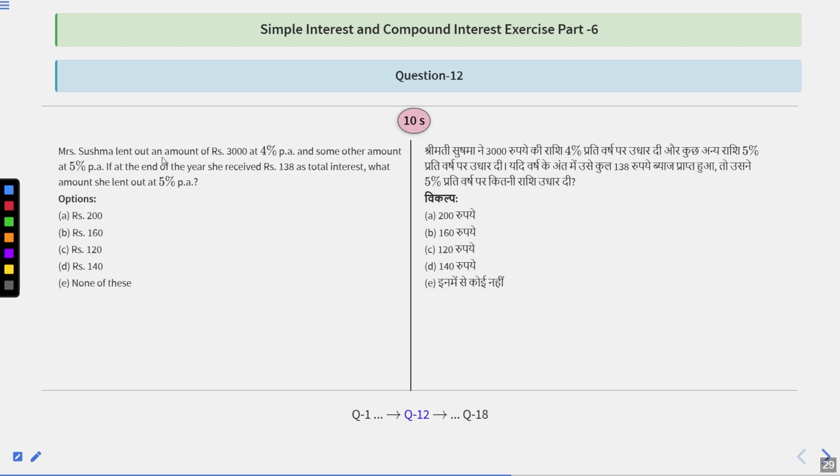Mrs. Susma lent out an amount of rupees 3,000 at 4% per annum and some other amount at 5% per annum. If at the end of the year she received rupees 138 as total interest, what amount did she lend out at 5% per annum? You have 5 options and 10 seconds to analyze the question. Your time starts now.